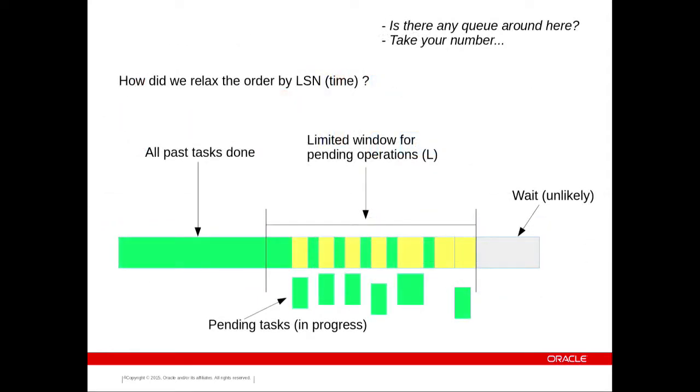So how did we relax this order? Because for some reason it was important. Yes, it was important. And what we did was that we allowed these concurrent operations to run in parallel so they can finish in a different order from the one in which they started. But then we allow just a limited-size window for the pending operations which are not finished. And each operation, after it's finished, reports that it's finished. So we can track up to which point all the operations are finished.